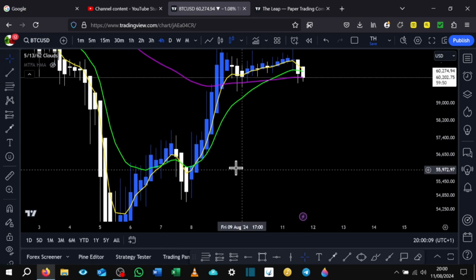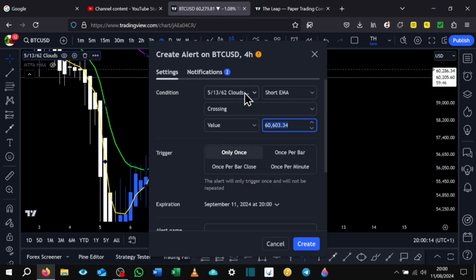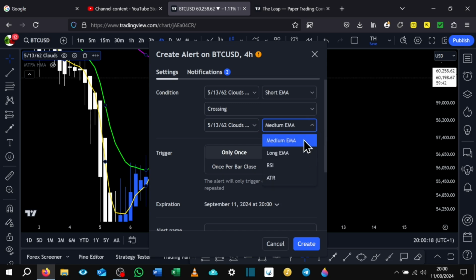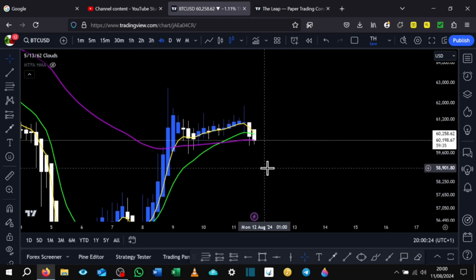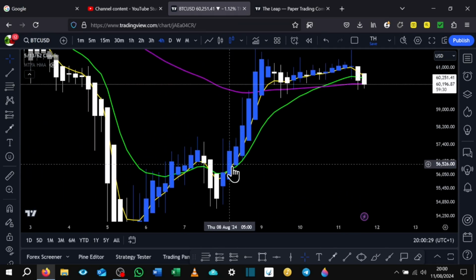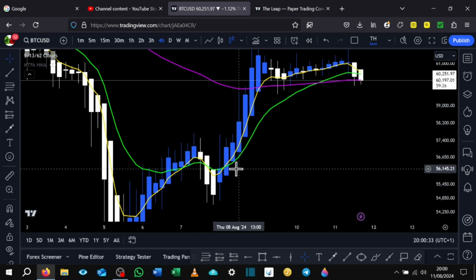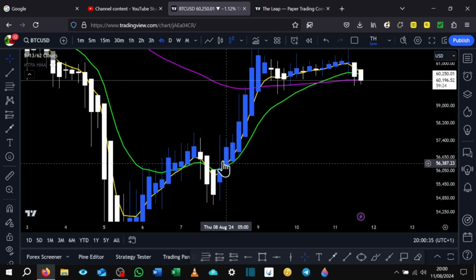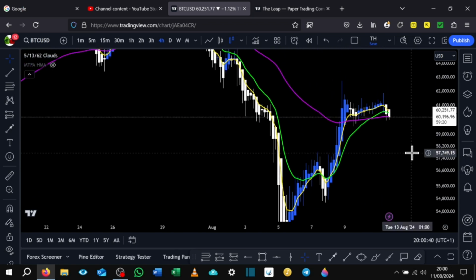And then I'm also going to add an alert for the 5 and the 13 EMA crossing over. So I would have got the alert here. However, as I was looking at Bitcoin, I actually caught this move anyhow from here, and that was a really great trade that I caught.